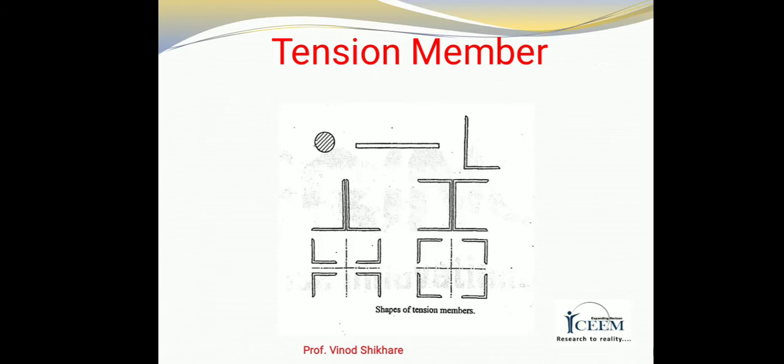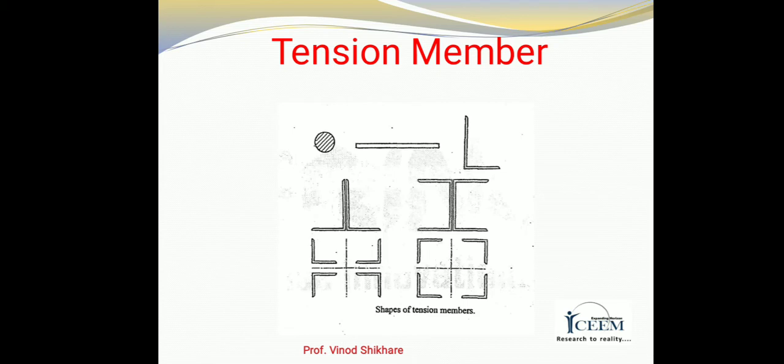In general, the section should be compact, and in order to minimize stress concentration, it should be so arranged that as large a portion of it as possible is connected to the gusset plate. The common shapes used as a tension member are shown in the figure. Shapes of tension member: single angle or double angle.